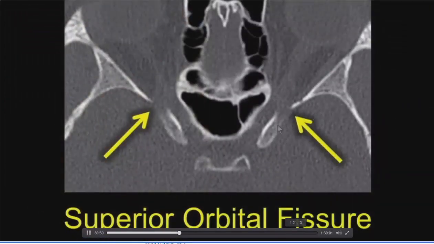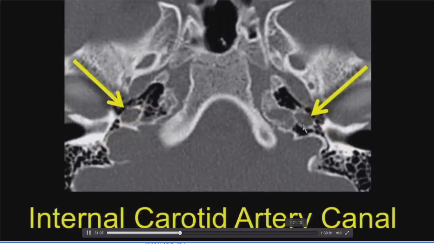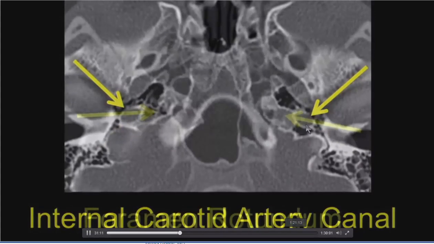There's a break between the lesser wing and the greater wing of the sphenoid. That's the superior orbital fissure. So all the stuff going to the eyeball here, V1, 3, 4, and 6 are going through that. We have a lower fissure that's between the greater wing and the maxilla. That's the inferior orbital fissure. We have the internal carotid artery more inferiorly and posteriorly.